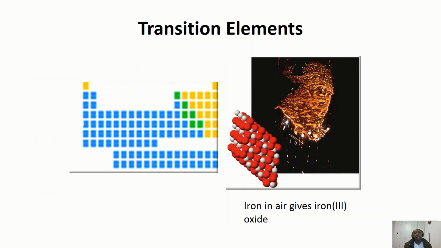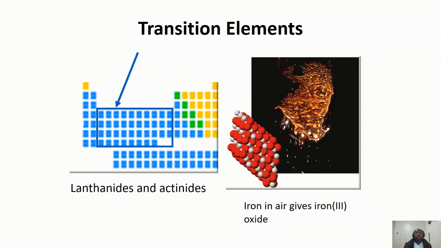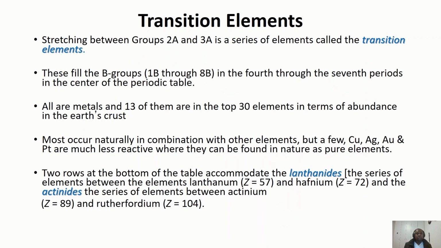So, like I said, the elements that are in between Group 2A and Group 3A are the transitional elements. And they are the kind of elements that have variable oxidation states. We're going to get to that later. And we also have lanthanides and actinide series on the periodic table. And those are the blocks that you see under your periodic table. So transitional elements, we talked about that.